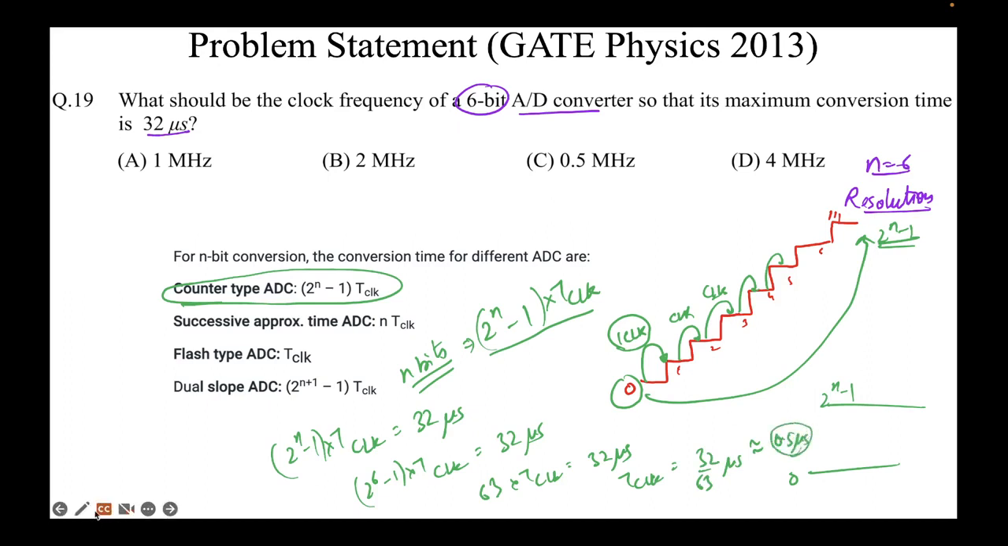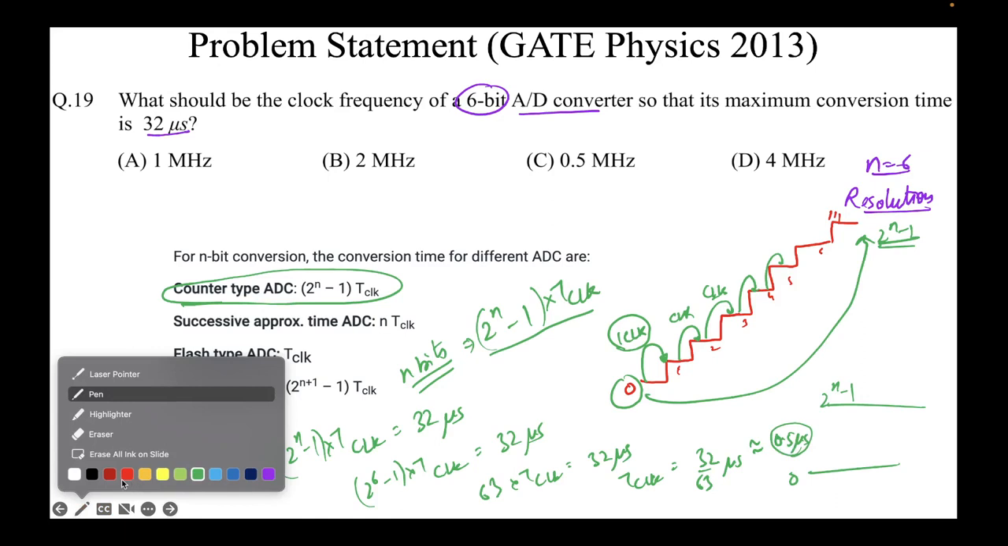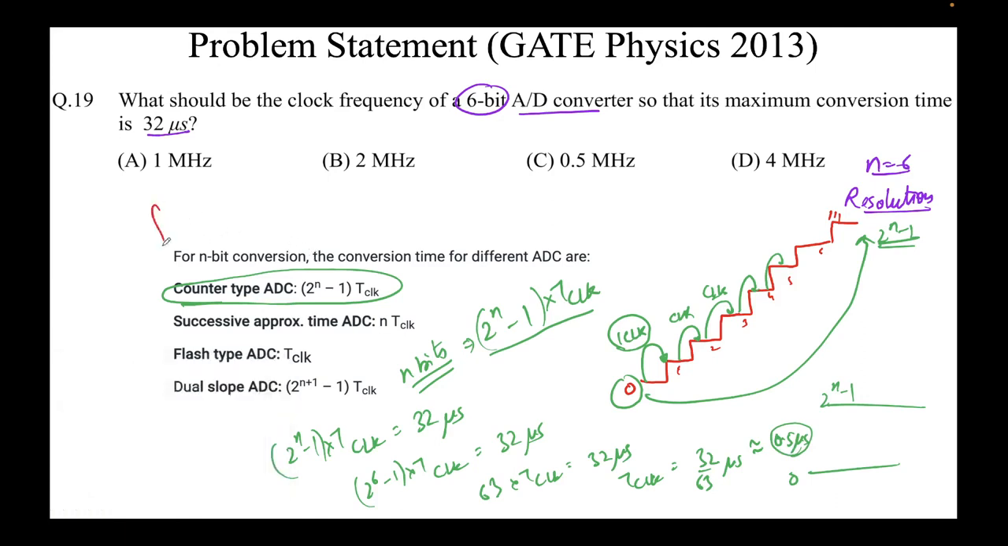Now we have found out the time period of the clock, and we know that the frequency is nothing but 1 over time. So this is 1 over 0.5 microseconds. When microsecond goes up, it will become megahertz. 1 over 0.5 megahertz, which is nothing but 2 megahertz. So this is the answer.